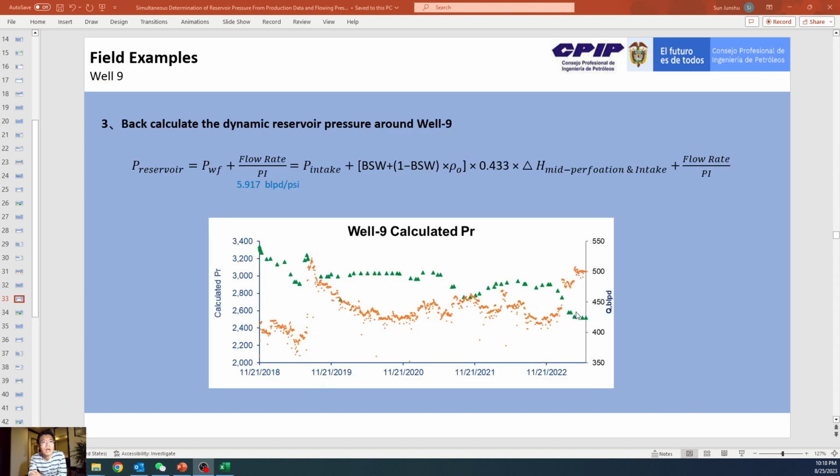Step 3. Back calculate the dynamic reservoir pressure around well 9. Here, the PI we are using is the initial one, that is 5.9 barrels per day per psi. We calculate this, the dynamic reservoir pressure around well number 9, the green one. Currently, it is nearly 2,550 psi.